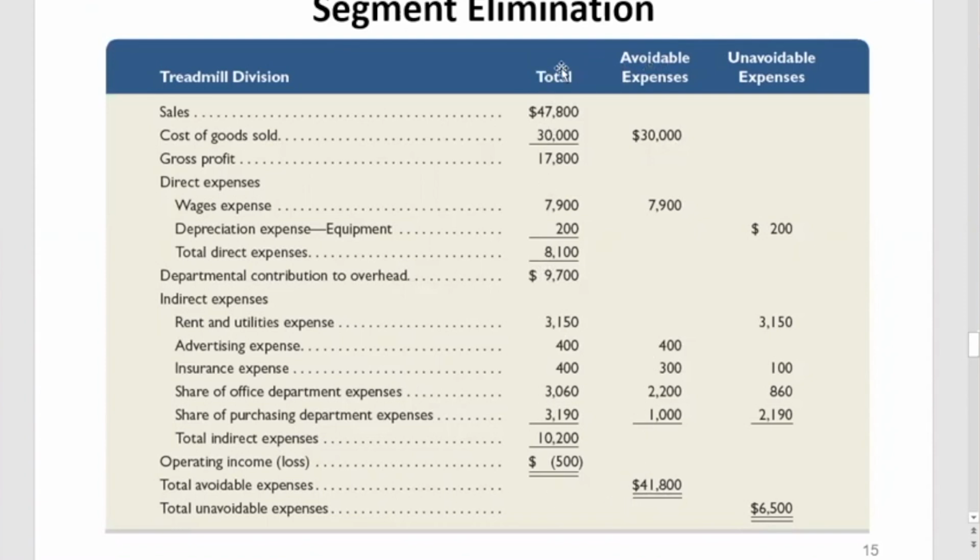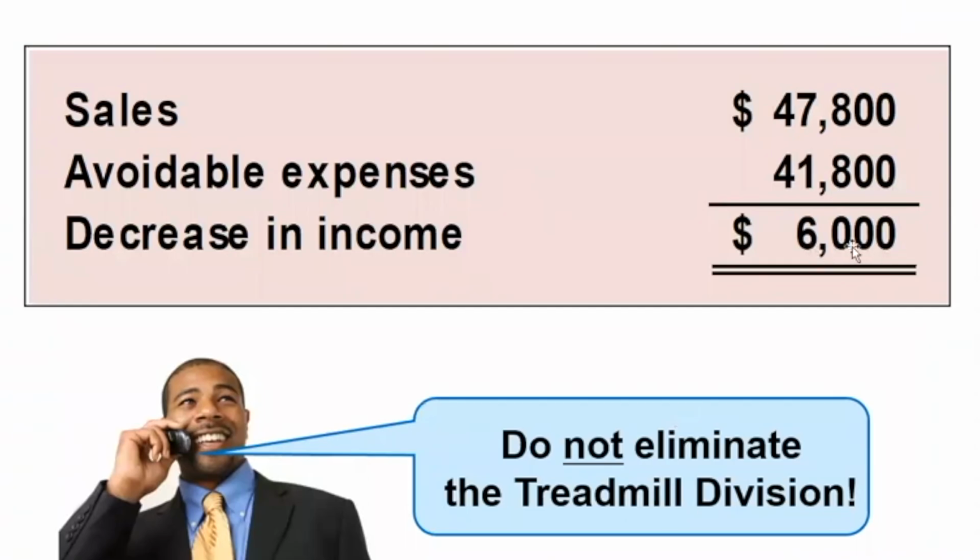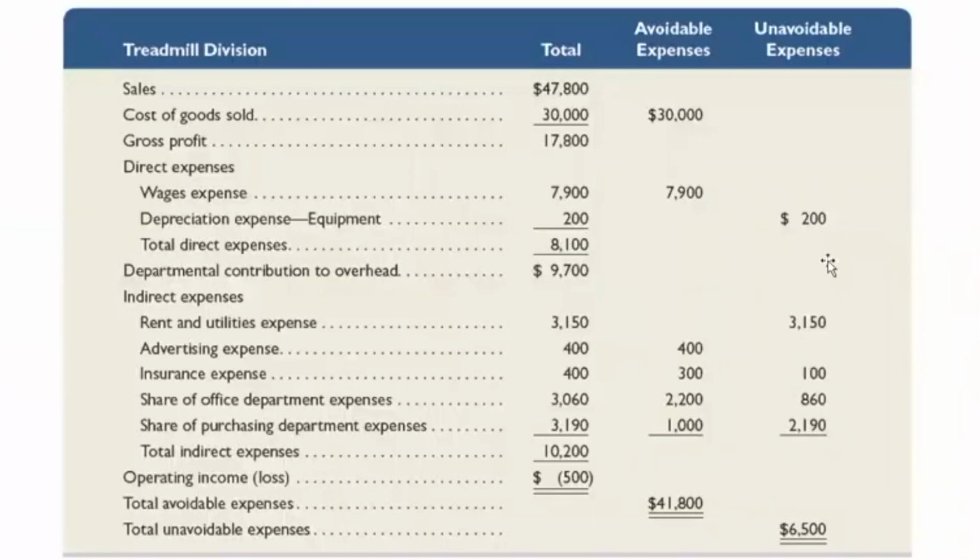And that will be going away if we eliminate treadmills. Income will decrease if we get rid of treadmills by $6,000. This we need to leave out of the equation because this will be here anyway.